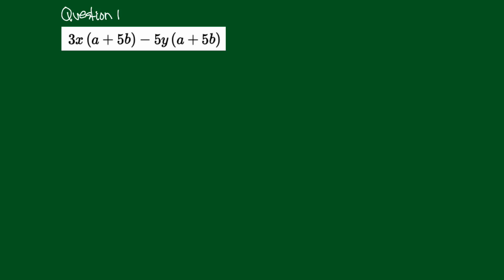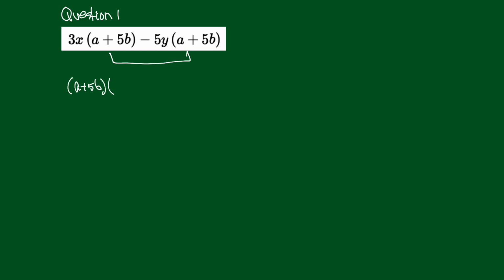Now keep in mind that anything inside of a set of parentheses is just considered as one single thing, just with a longer name. Like this name is 3x, this is a plus 5b. Now you can't help but see that a plus 5b is common to both of these terms. So I've got two terms. I've got this one here, and I've got this one here. That a plus 5b appears in both. So what I'm going to do is factor out that a plus 5b.